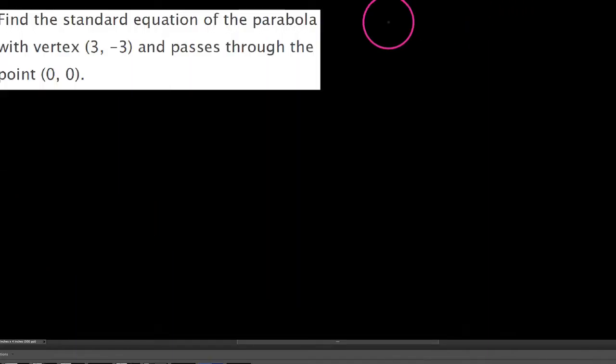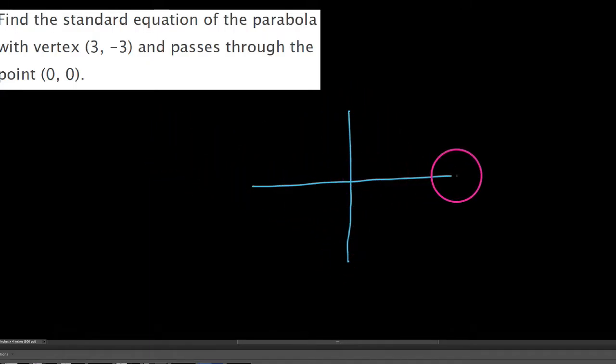So for this last example, let's see how much we can get from scratch here. It says find the standard form of the equation of the parabola with a vertex at (3, -3) and passes through the point (0, 0). Now this is a little bit interesting. Again, what I want to start with is just draw a picture and acknowledge what we know here. If we're writing the equation, we know that (3, -3) here, that's our h and our k value. So if we're going to go right 3 and down 3, this is the point that we are calling the vertex of our parabola right here.